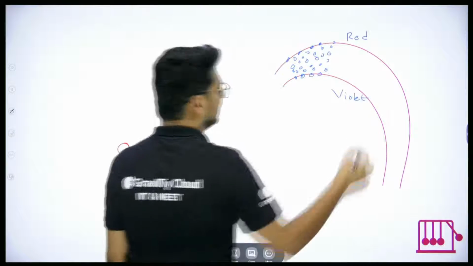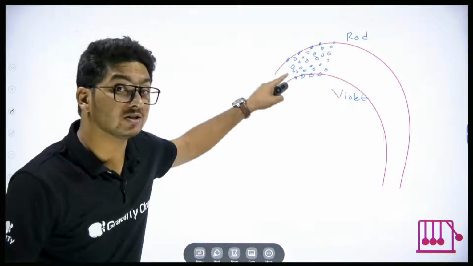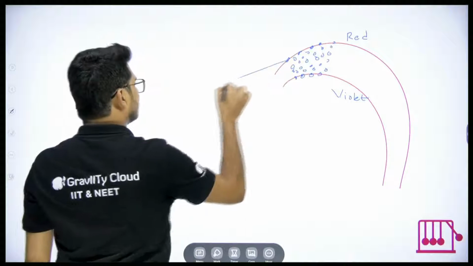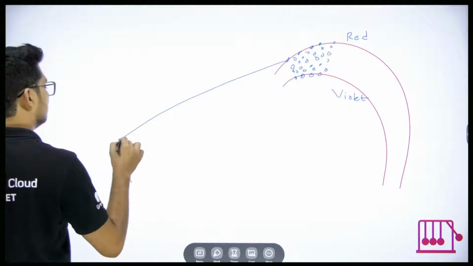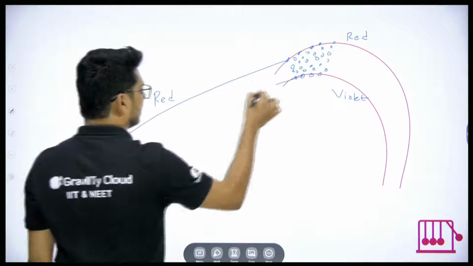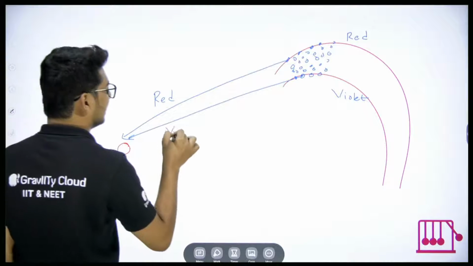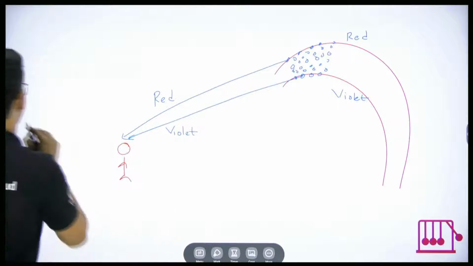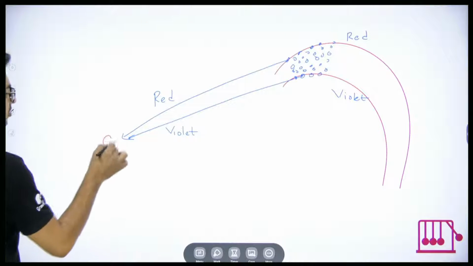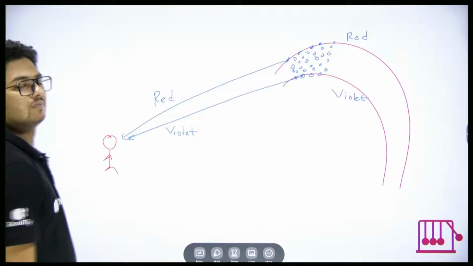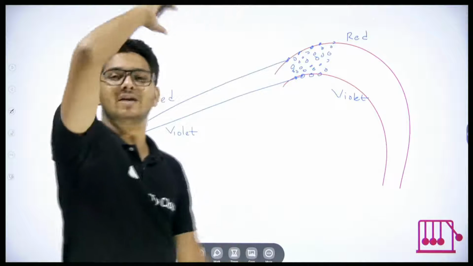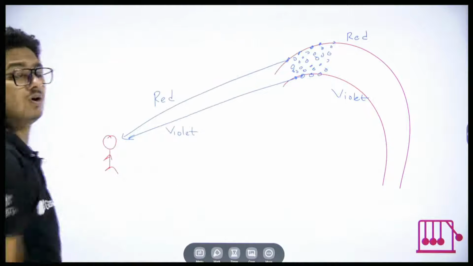That means at the top, if you are seeing red color, which color of light is coming to us from the top? Red color is coming to us. Whereas at the bottom, if you can see violet color, which color is coming to us from the bottom? Violet color is coming to us. So one drop is not sufficient. We need multiple drops. There will be many drops wherever the rainbow occurs.